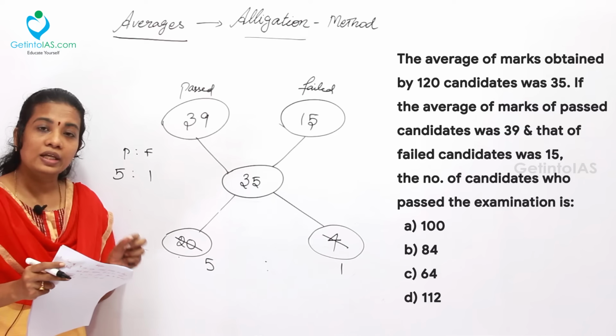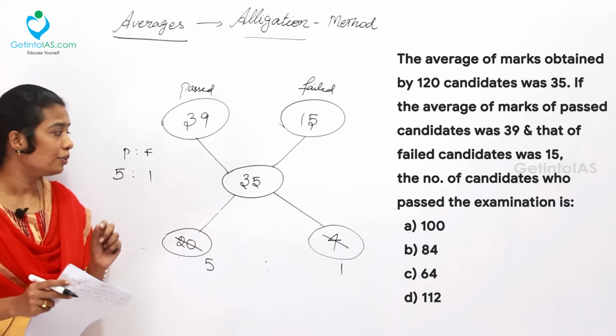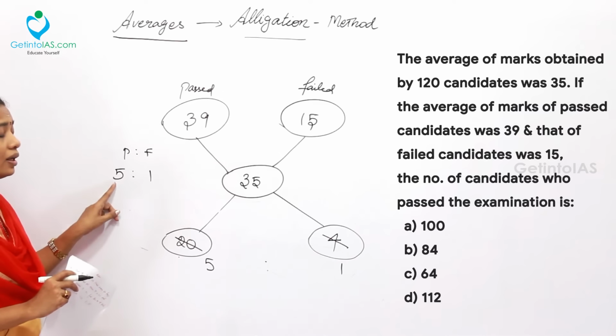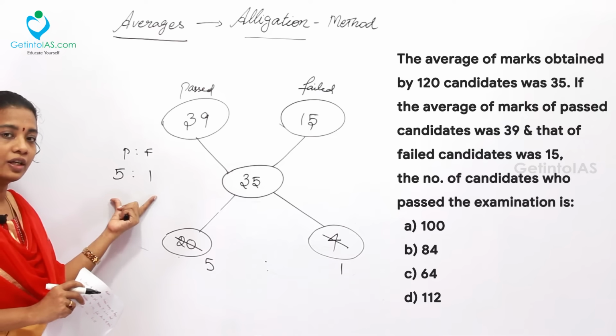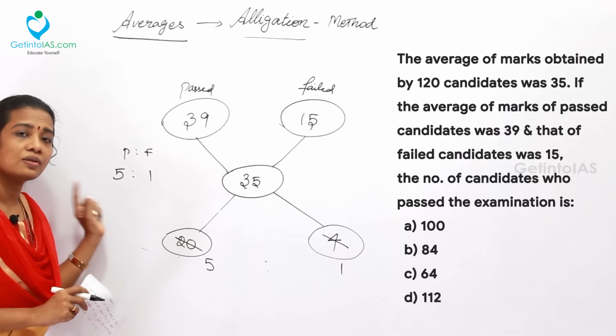Afterwards, what is given in the question? The number of candidates who passed the examination. They are asking the actual number. This is not the actual number, right? For every one student failed, there will be 5 passed students. That is the criteria we got here. So now the exact number of passed students is required. This can be gotten from the question itself. Either it may be given in the question the number of failed candidates or the number of total candidates.